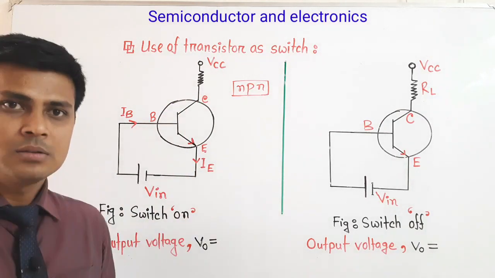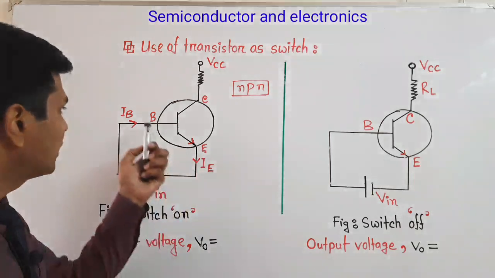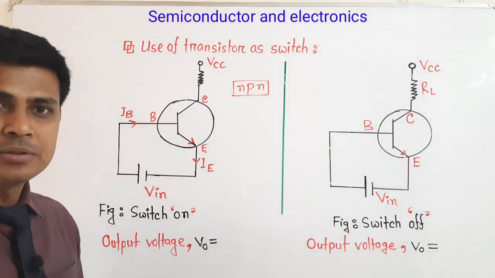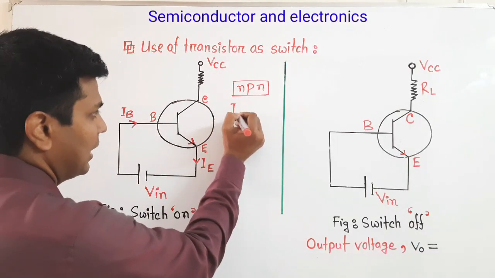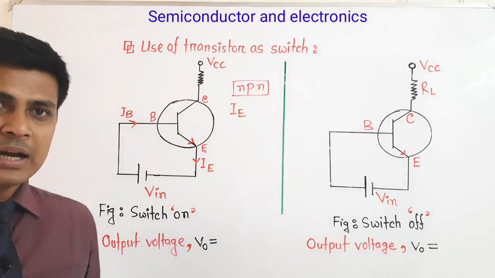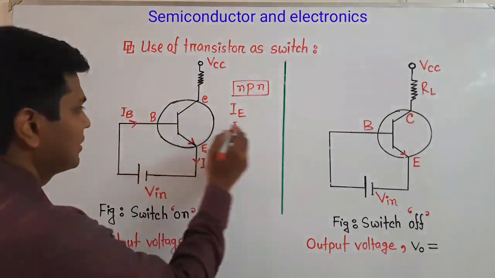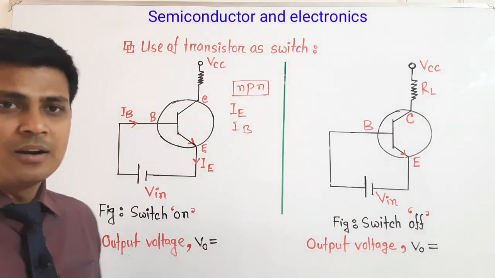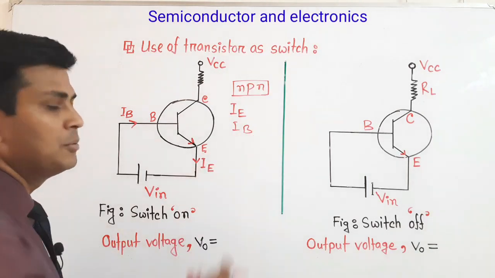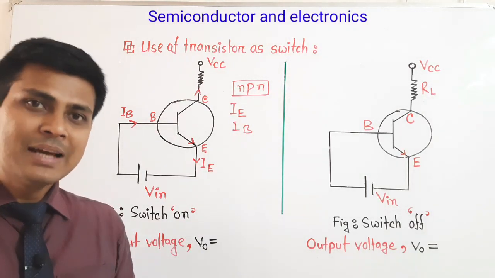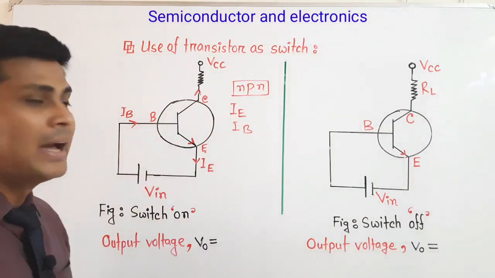for both junctions. You have already learned that a transistor has three parts: emitter, base and collector. The current of the emitter is represented by IE, the base current is IB, and the current of the collector is IC. This collector current is represented as the output current. Now I am going to discuss how the transistor is used as a switch.